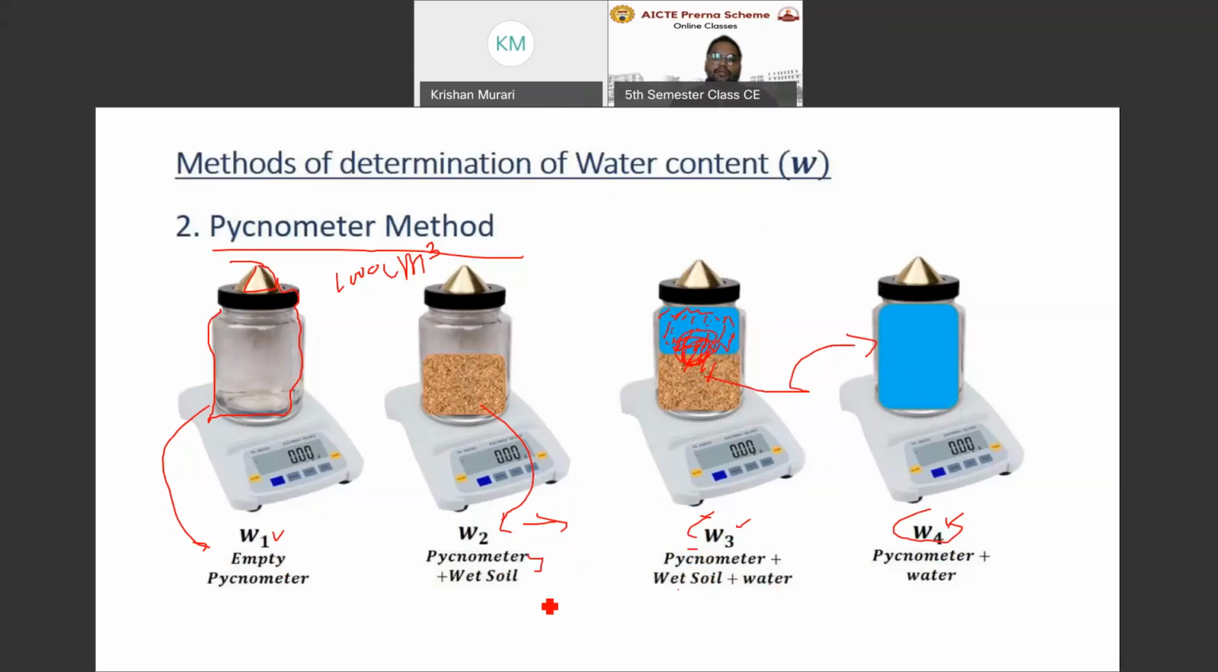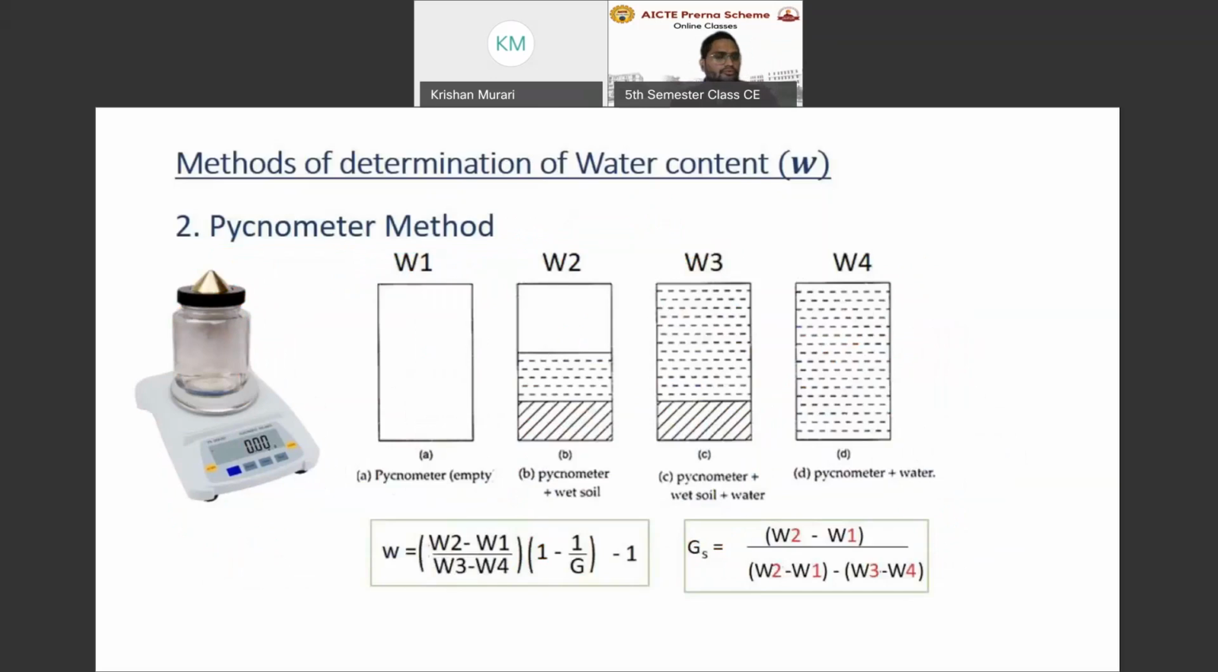These four conditions are there. You have to arrange them in the same manner, because there is a formula that gives you the water content, and that method is applicable only if you know the specific gravity of the particular soil. If you don't know the specific gravity, you cannot use that formula, so you have to first find the specific gravity of the soil by the same method.